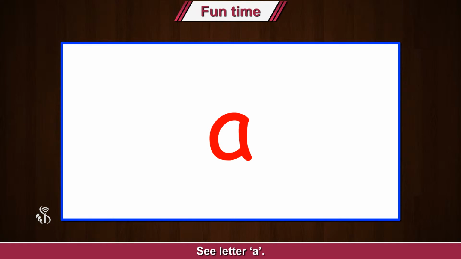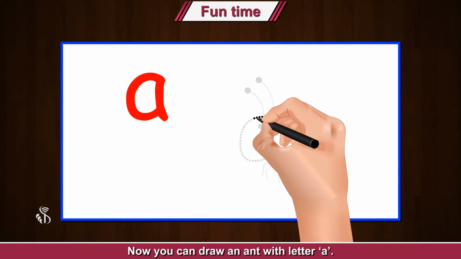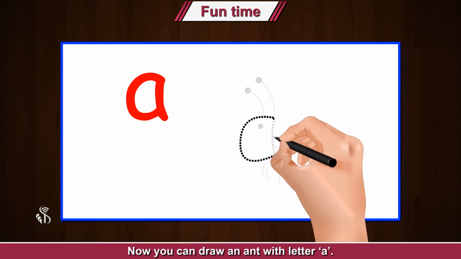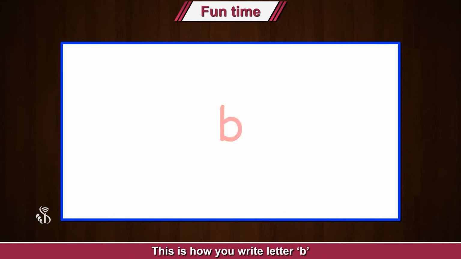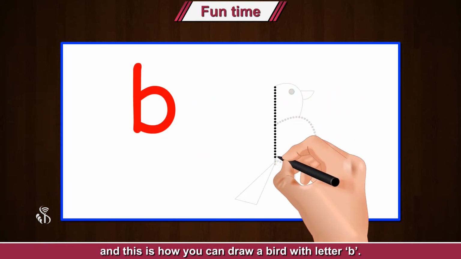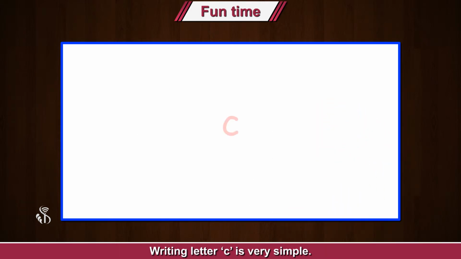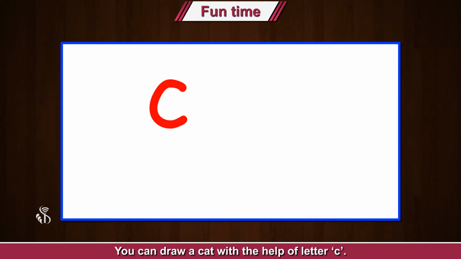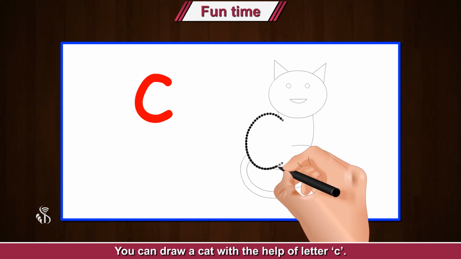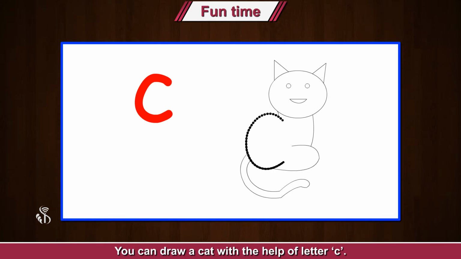See letter A. Now you can draw an ant with letter A. This is how you write letter B. And this is how you can draw a bird with letter B. Writing letter C is very simple. You can draw a cat with the help of letter C.